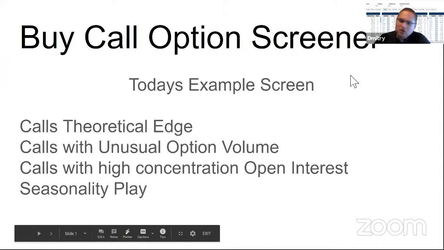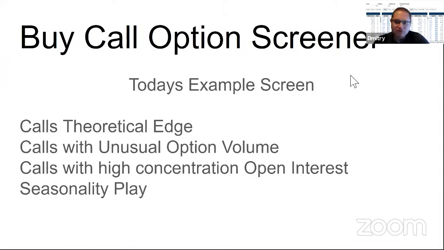We're going to use that call option screener and do a few different examples. We're going to look at a call's theoretical edge: how do we screen by theoretical edge? Then we're going to look at a call and screen by unusual option volume. This will be a little different from the unusual option report you've probably been used to, where you're looking at it in aggregate. We're going to look at unusual option volume in a particular option. We're also going to look at a screen for concentration of open interest.